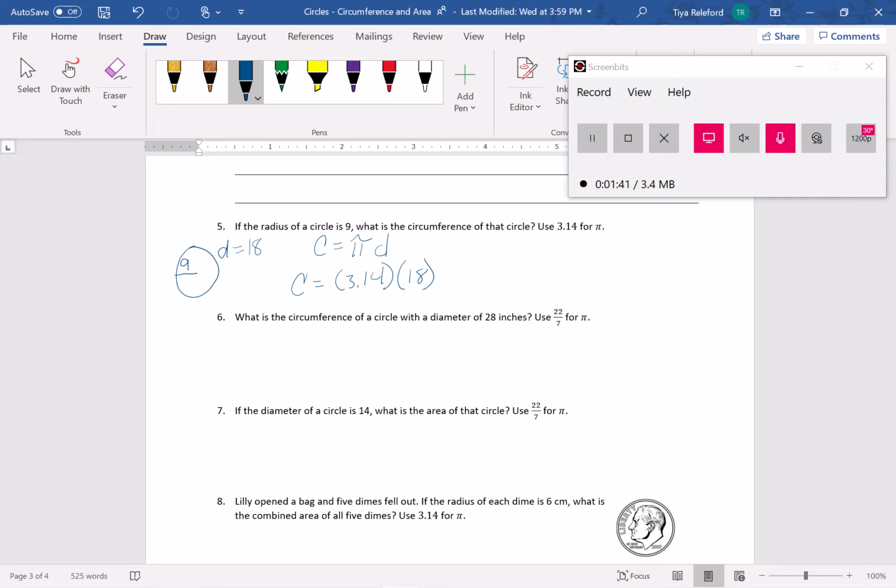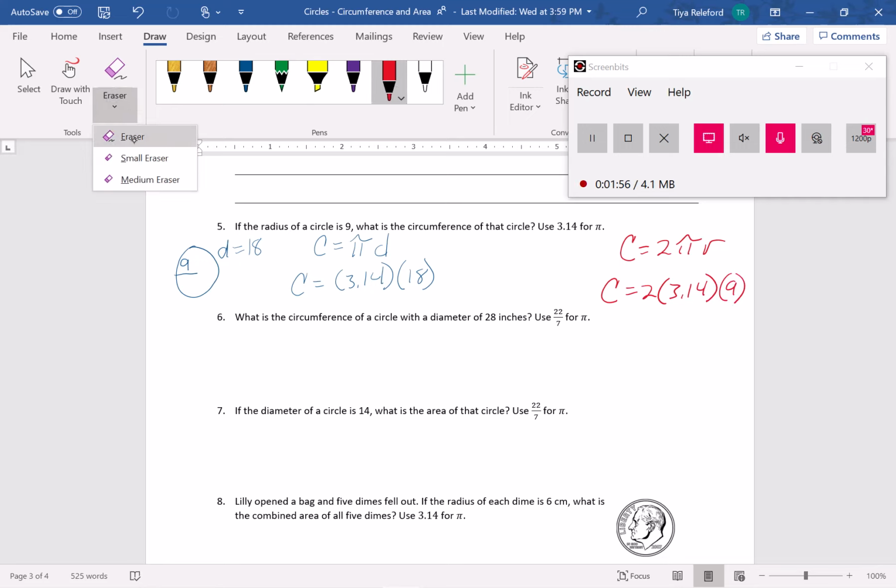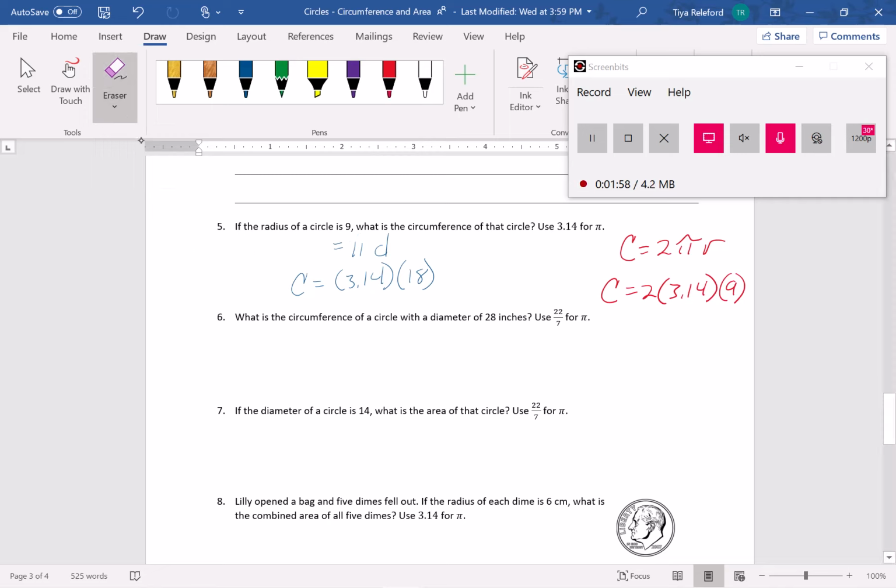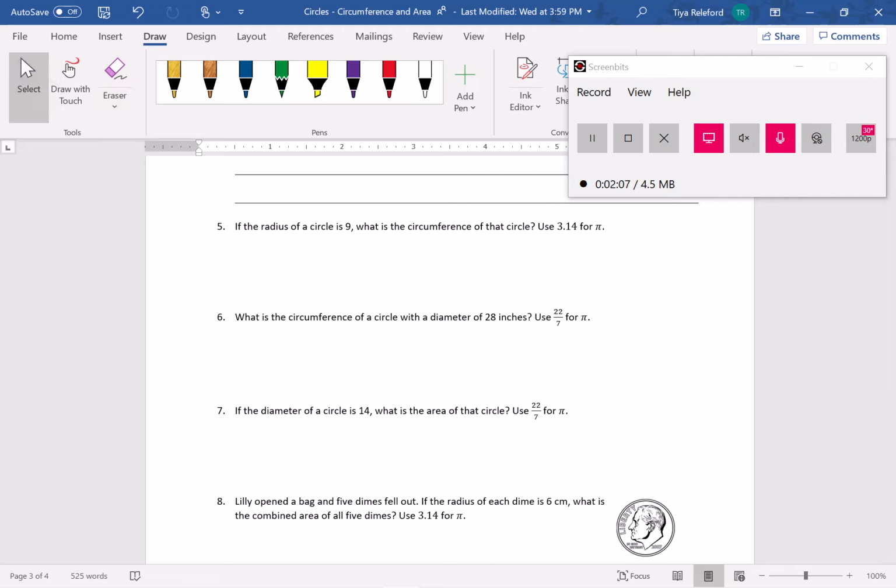Now, if you use the formula 2 pi r, that is fine. You're still going to use 3.14 for pi, but your radius is going to be 9. So you can do it either way. Just make sure if it says r, you use the radius, and if it says d, you use the diameter.